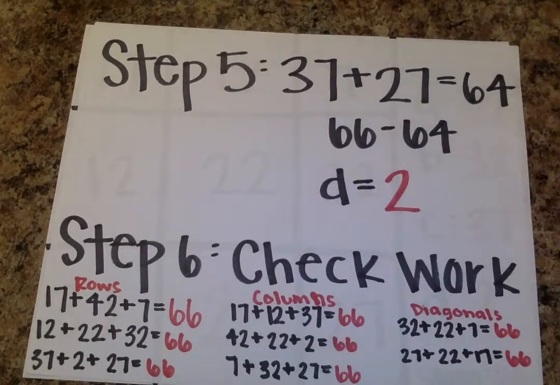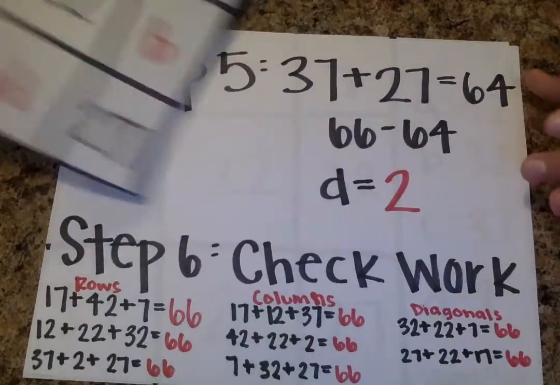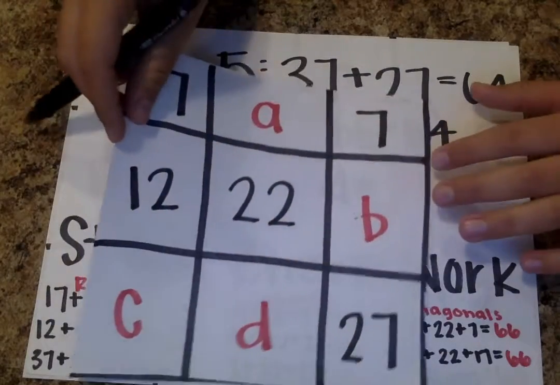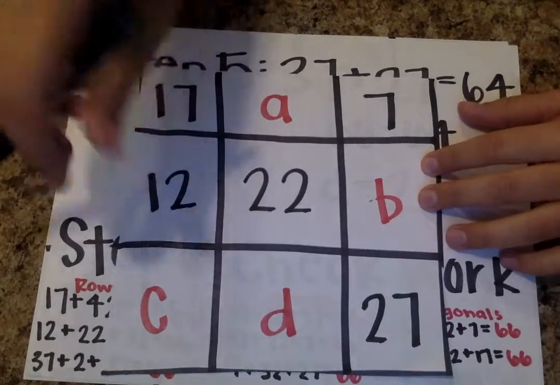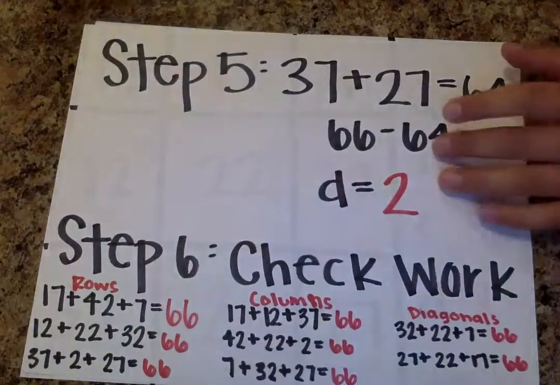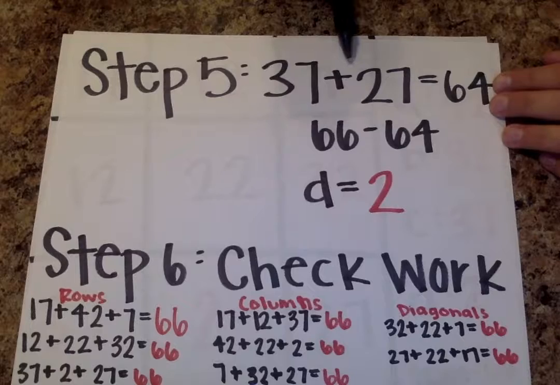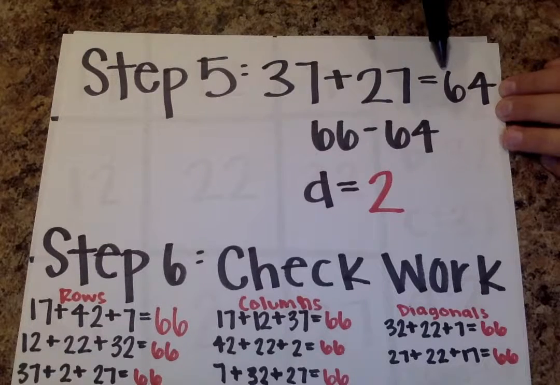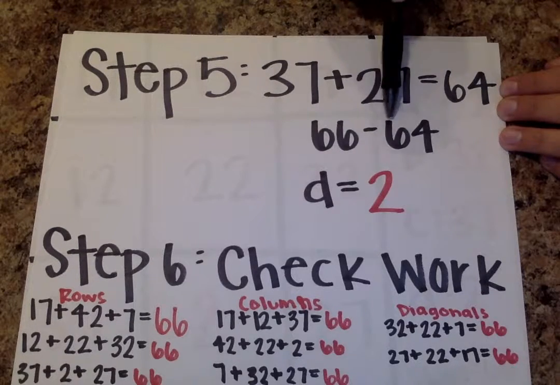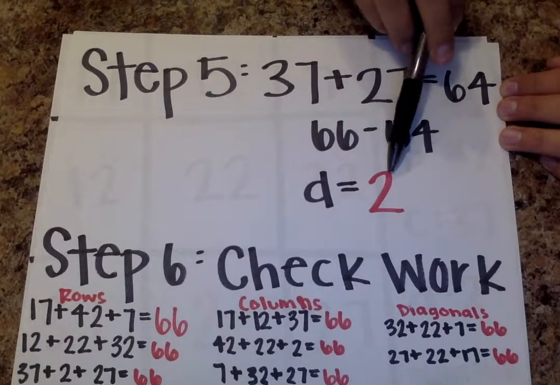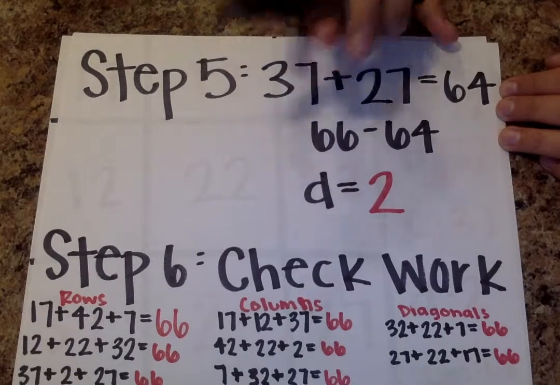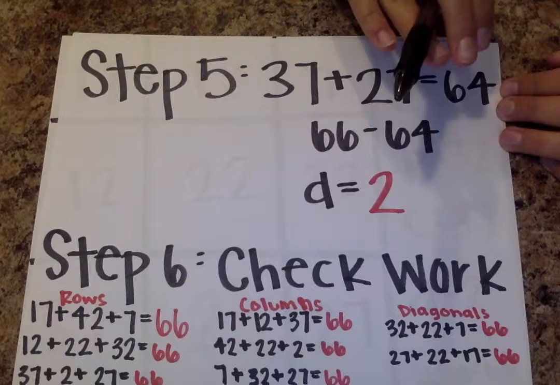And then next I found the total for D. So I took the value for C and put that in. So 37 plus 27, and that'll give you 64. And 66 minus 64 will give you a value of 2. So that gives you all of the variables filled in.